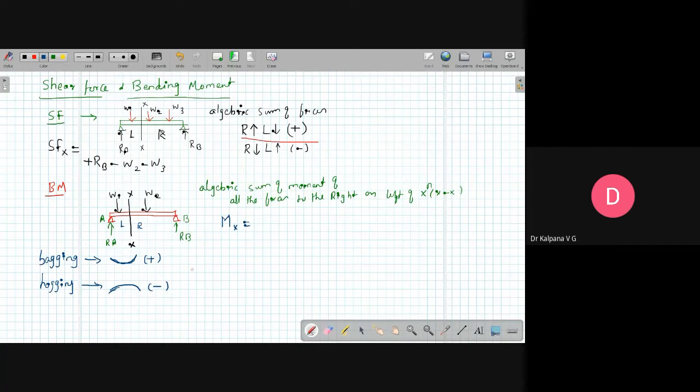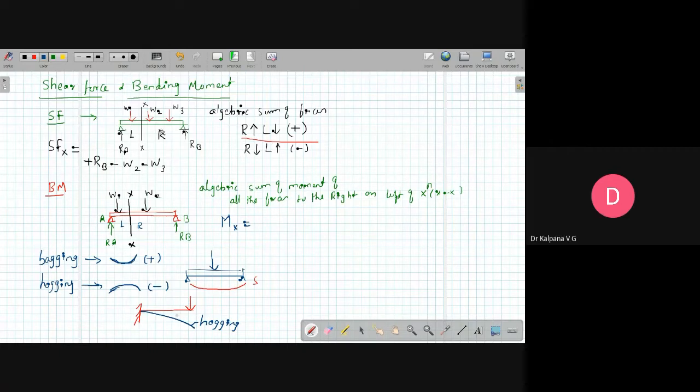So sagging moments: when a beam is simply supported and if it is subjected to any loading, the beam will bend like this. The bending profile of the beam will be like this, which denotes sagging. In the case of cantilever, if it is subjected to any loading, the bending profile of the beam will be like this. So this is hogging. So from the bending profile, we can say whether the beam is subjected to sagging moment or hogging moment.